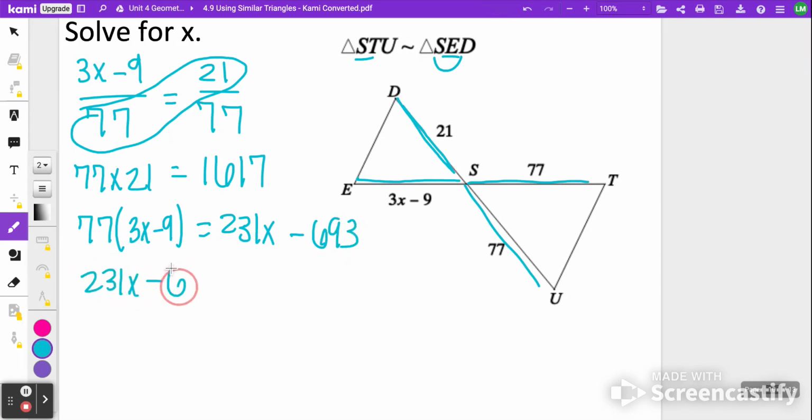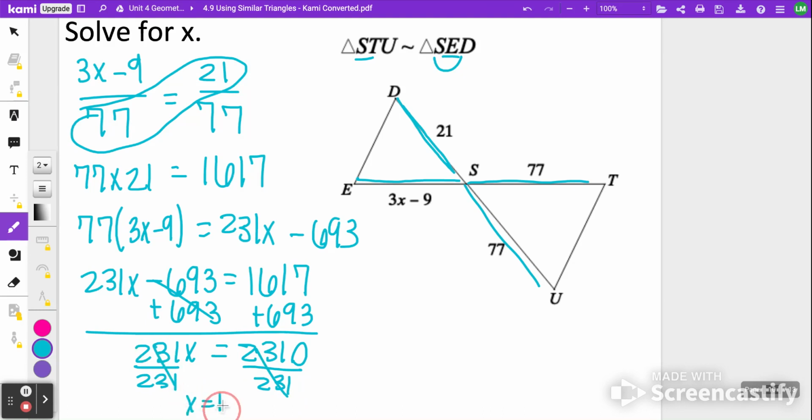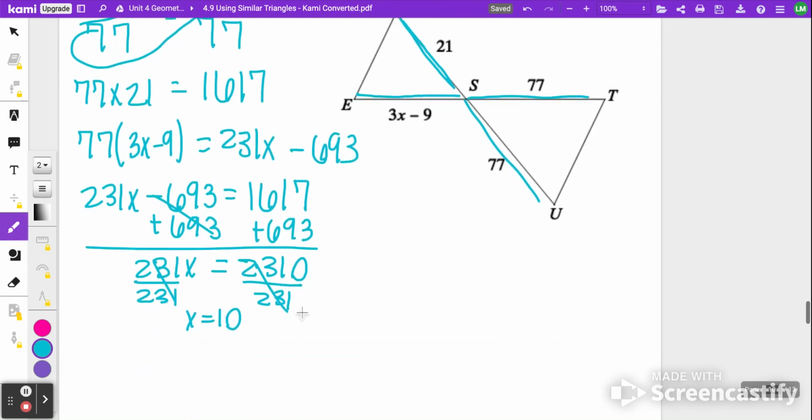231x minus 693 should be equal to 1,617. I'm going to add 693 to both sides first. I'm going to get 231x is equal to 693 plus 1617 is 2,310. When you divide by 231, you're going to get x is equal to 10. Okay.